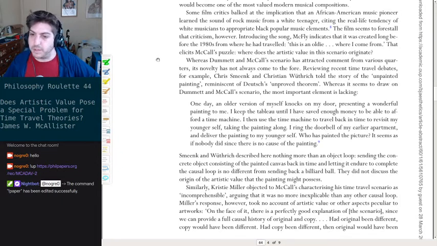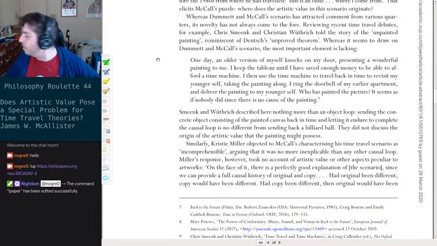Reviewing recent time travel debates, for example, Chris Meek and Christian Woolrich told the story of the unpainted painting, reminiscent of Deutsch's unproven theorem, where he seems to draw on Dummett and McCall's scenario. The most important element is lacking.